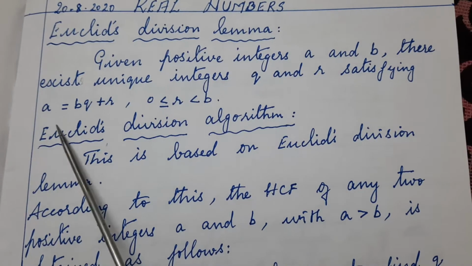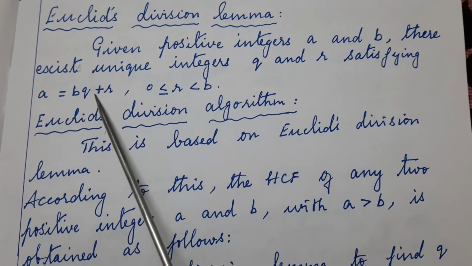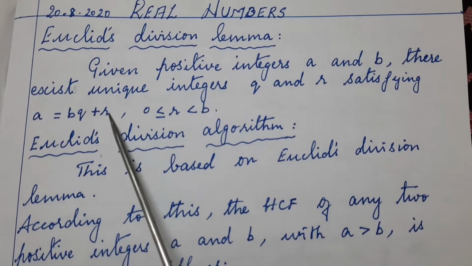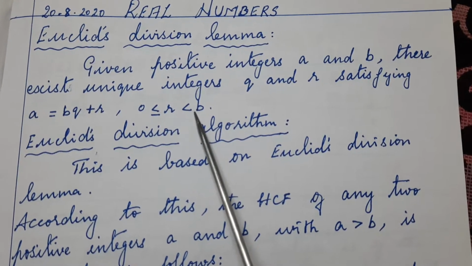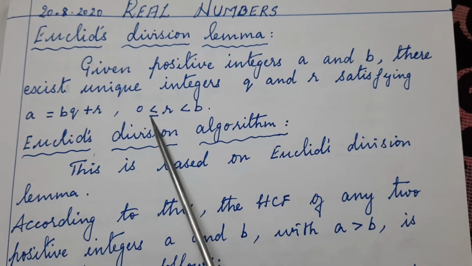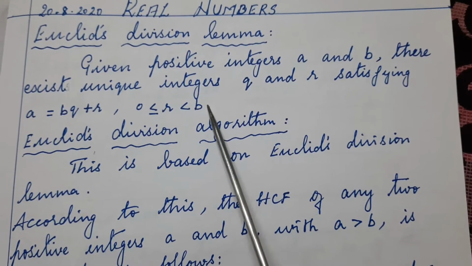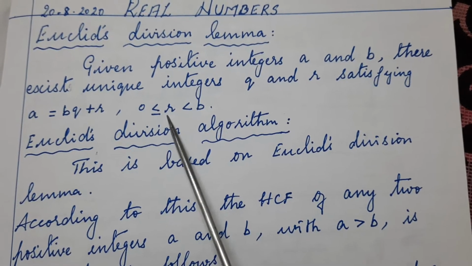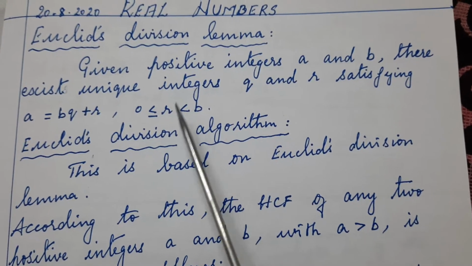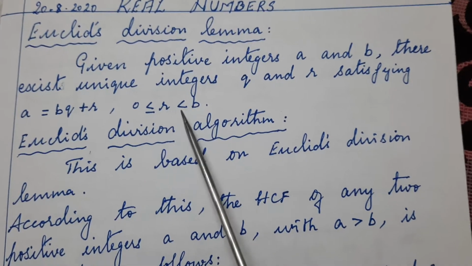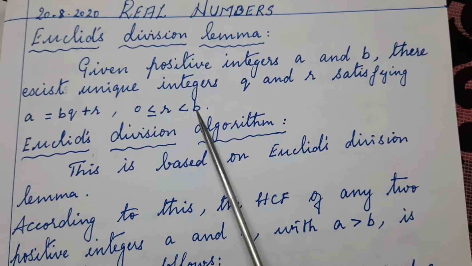In that case, a = bq + r. a is the dividend, b is the divisor, q is the quotient, r is the remainder. The condition is, this r, what you get, will be less than the divisor and greater than or equal to 0. That means the remainder lies between 0 and the divisor. So now 0 ≤ r < b. This is the condition when you divide a number with any other number. When the dividend is more than the divisor, you divide. You may get 0 or you will be getting the remainder less than the divisor.